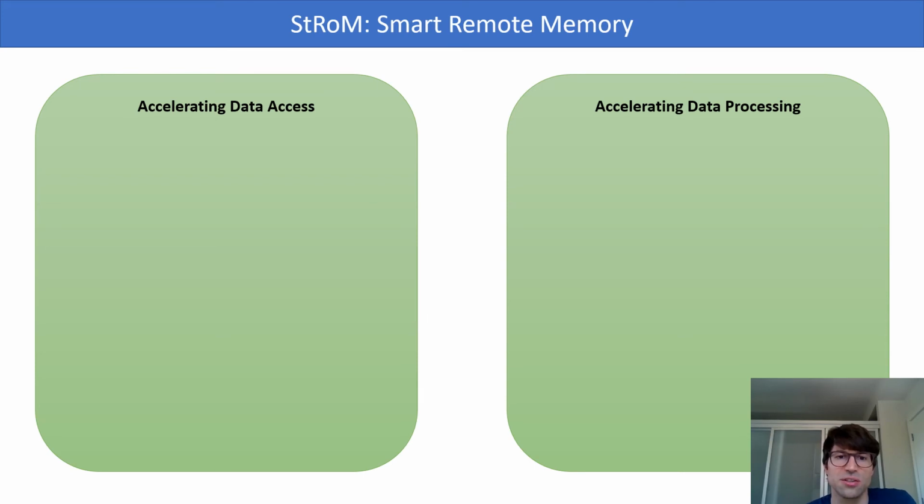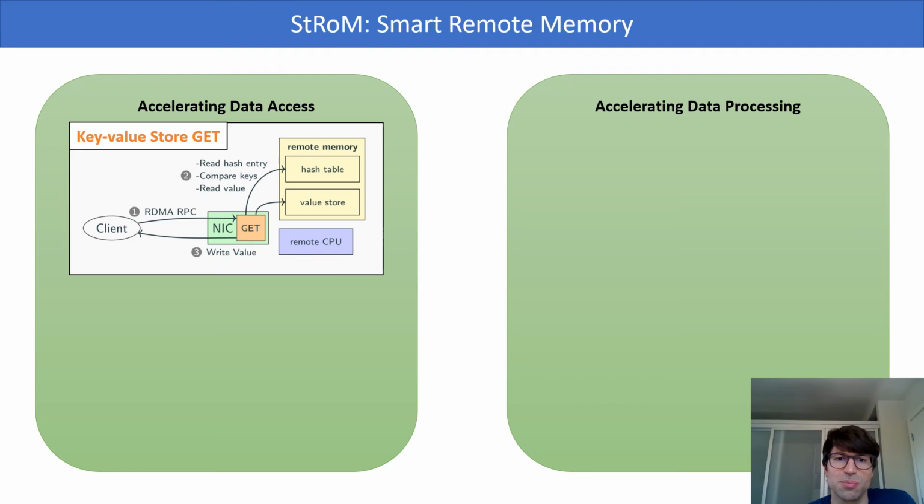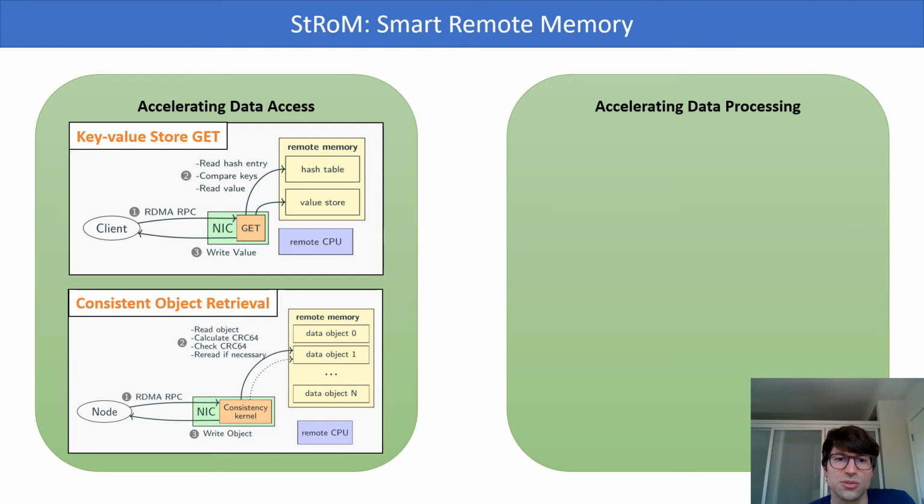For each of these categories, we implemented two use cases. For data access, we first implemented the key value store get operation as a StRoM kernel. Deploying this kernel on the remote NIC reduces the number of round trips and the latency. In the second use case, we offload a consistency check to the remote NIC. This enables the consistent retrieval of data objects over one-sided RDMA.